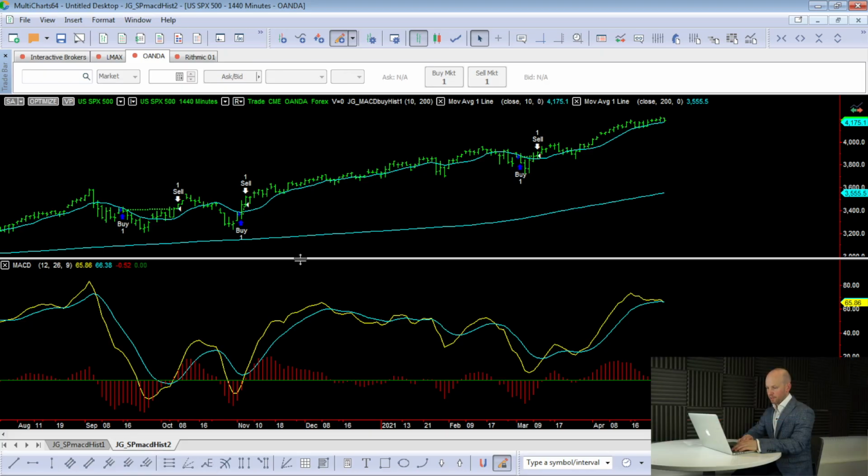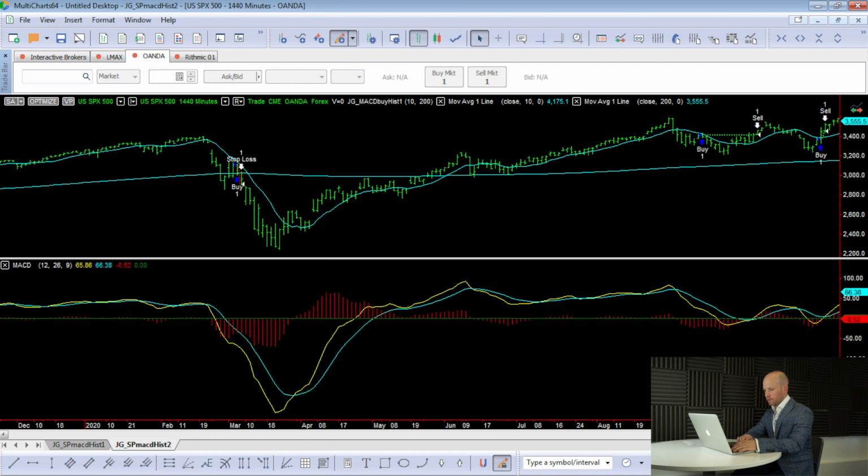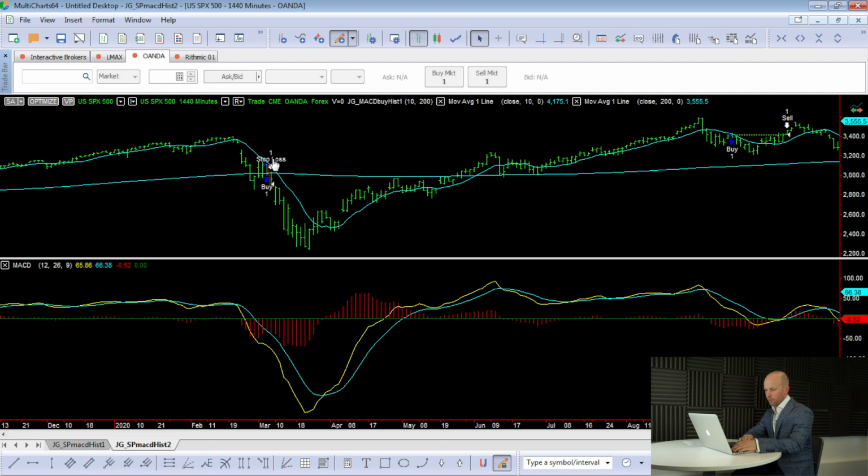In this next workspace, I've applied a stop loss, and I've just used a fixed 200-point stop loss. I know from experience that with this sort of strategy, a 200-point stop loss does work quite well. And if we scroll back, we can see some trades. Here, for example, we've been stopped out of that trade.